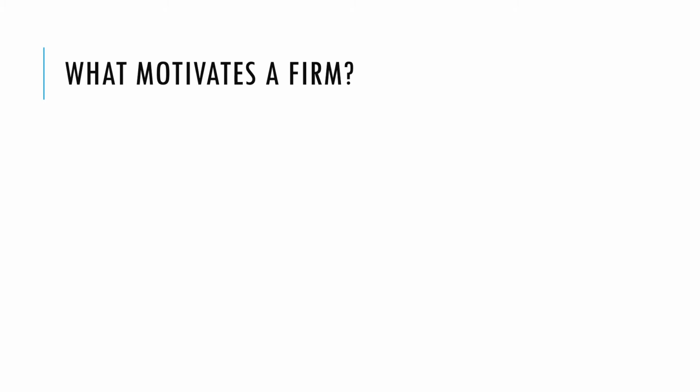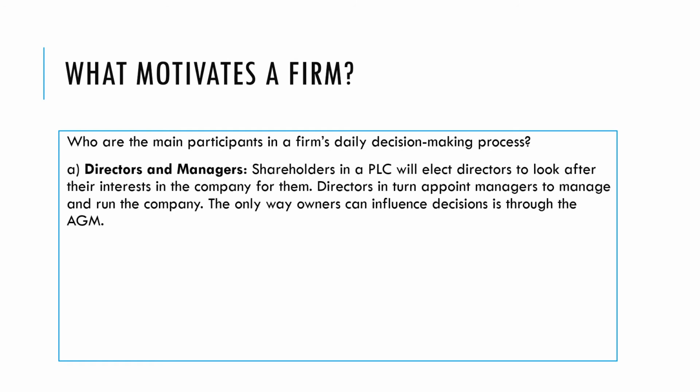So it's worth thinking about what is happening here and what is motivating people that work within a firm. Well, generally speaking, we have the directors and managers. They're the number one people with responsibility for what's happening within the firm. Now, how do owners influence the decisions that are made by the directors? Well, the shareholders in a public limited company will normally elect directors, so they'll vote for them, and it's their responsibility to look after their interests in the company. But they only get to influence the decisions really through that voting process, which normally happens at an annual general meeting once a year. So there's a limited impact that they can have on changing the managers.